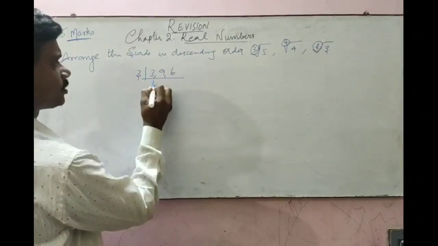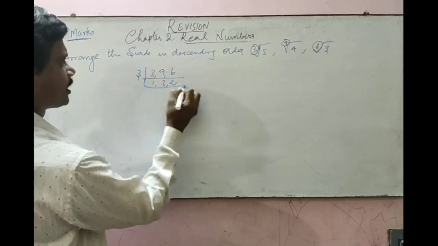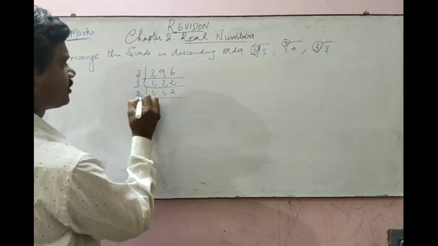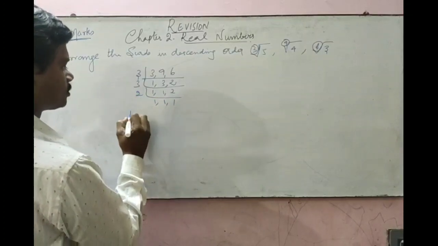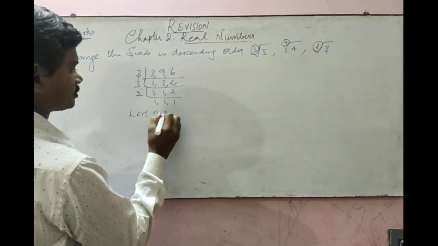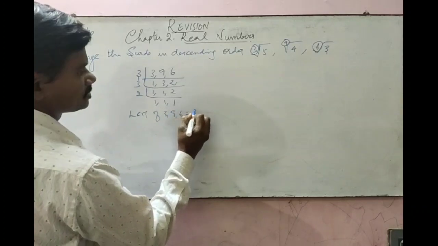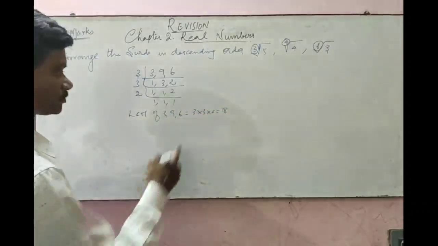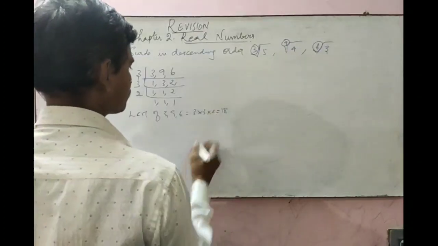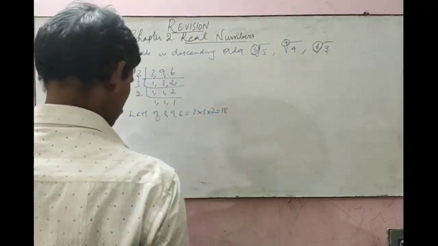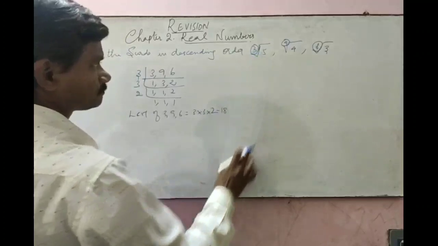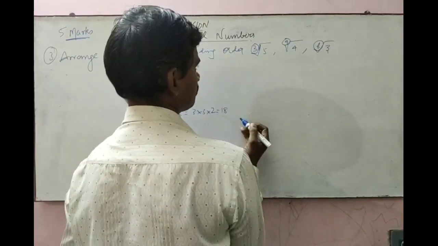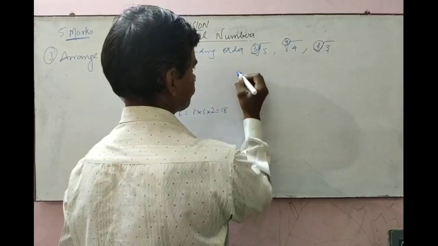If you divide with 3, you will get 1, 3, 2. Again if I divide with 3, I will get 1, 1, 2. If I divide with 2, I will get 1, 1, 1. So the LCM of 3, 9 and 6 is 3 into 3 into 2, which is 18. 3 3s are 9, 9 2s are 18. So I am going to convert these three surds with an index of 18.